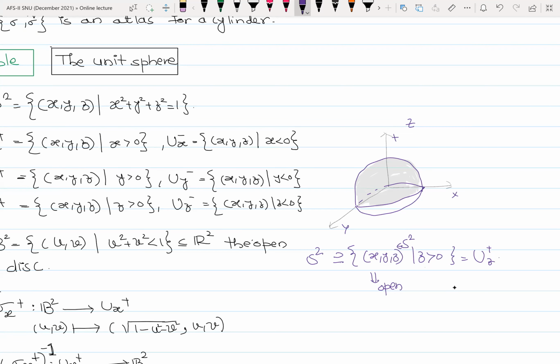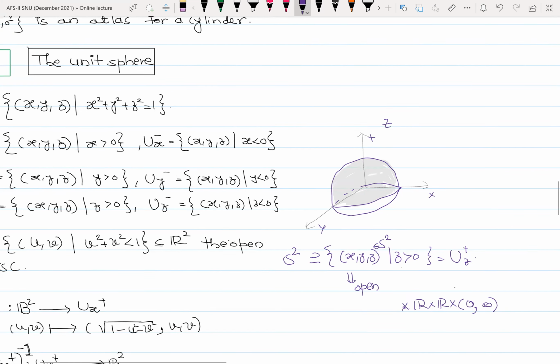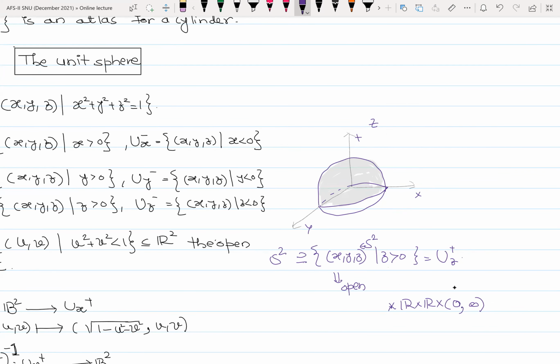So that's what I wanted. Very good, actually. You take R cross R, and then you take the cross product with (0, infinity). This will be the entire upper half space, and then you take the intersection with S^2. So this is open. We know this is clearly open inside R^3, so this is going to be open. Is this okay?